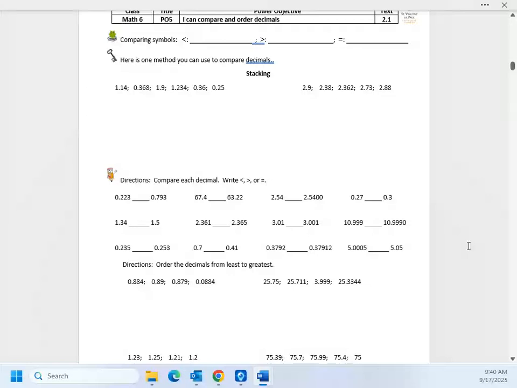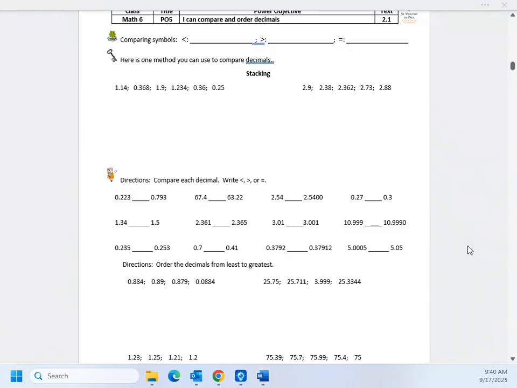Good morning. Today we are continuing on with unit 1. We are working on PO5: I can compare and order decimals. So we're going to be thinking about what is the smallest amount to the greatest amount of those decimal values. First thing we need to know is those comparing symbols.